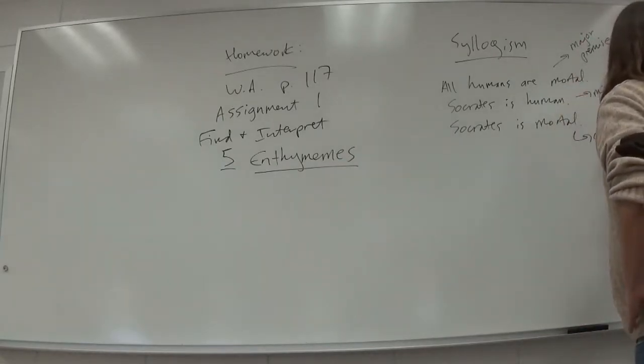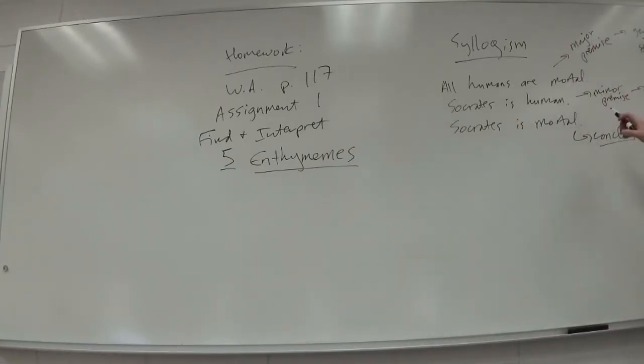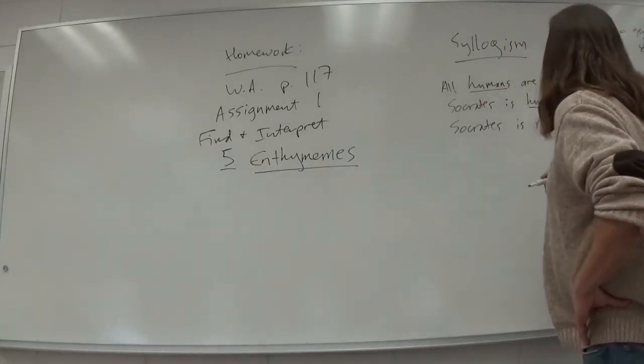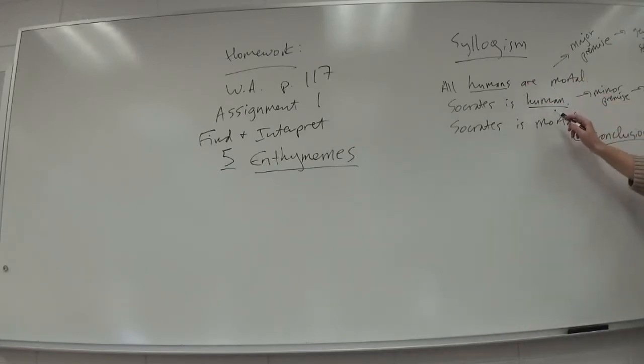The conclusion links up both ends of the premises. So, in order for a syllogism to be valid, the subject of the major premise has to agree with the predicate or the object of the minor premise. And then the predicate of the conclusion will agree with the predicate of the major premise. That's what has to happen in order for a syllogism to be valid.